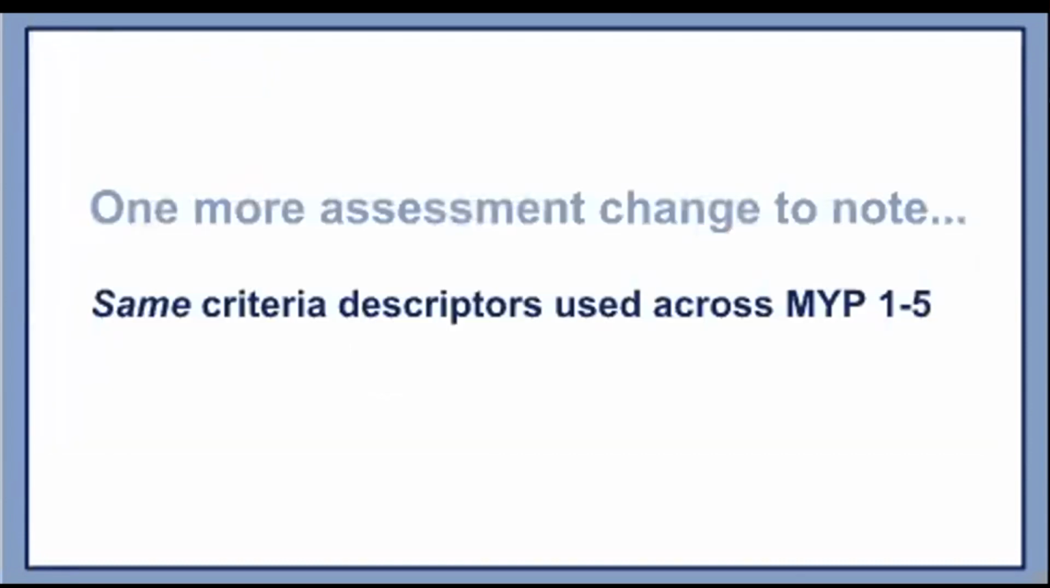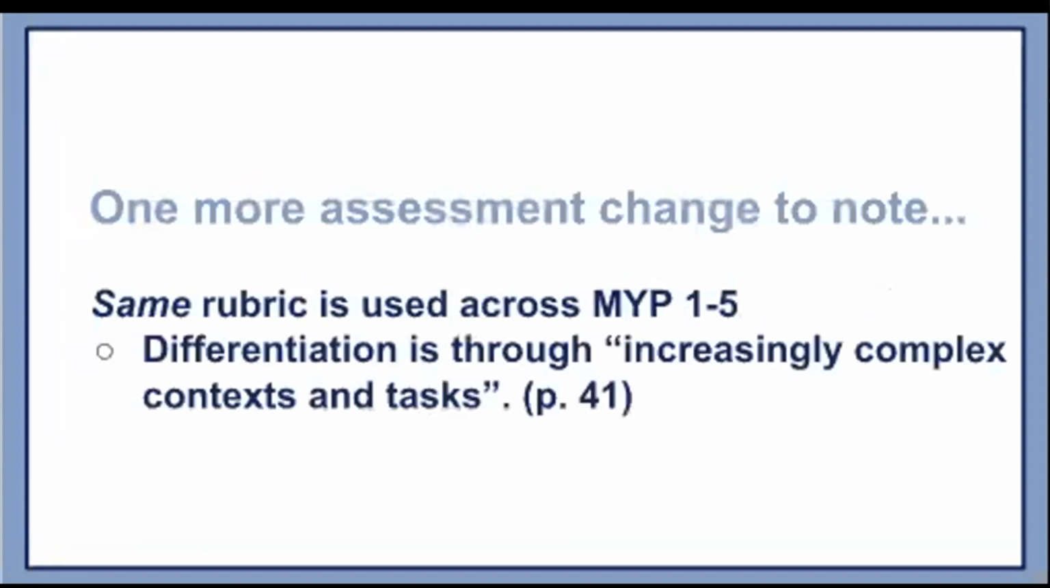Okay, one more assessment change to note. The same criteria descriptors are used across MYP 1 through 5. You know how in most things they offer an MYP 1, MYP 3, and MYP 5 criteria? In this, there's just one. It's used across all levels, and the differentiating between the levels is through increasingly complex contexts.